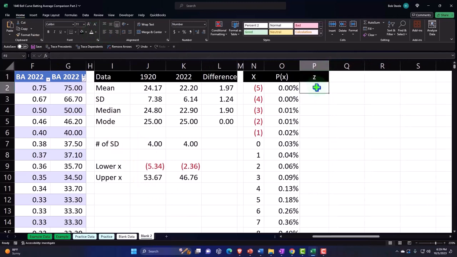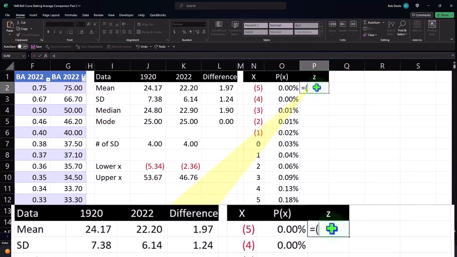So the Z-score is going to be equal to brackets. I'm going to take the X value, which is a -5 in this case, minus the mean, the distance from the mean for 1920 data, close up the brackets and divide that by the standard deviation. So there we have it, and enter.